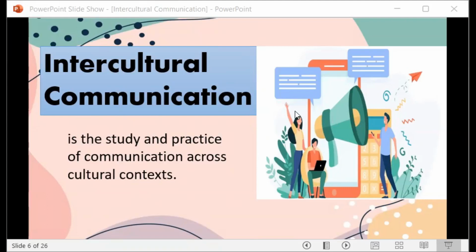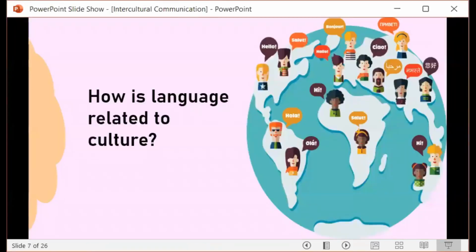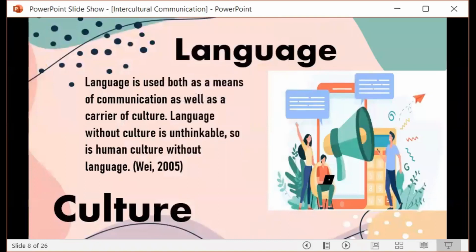Now, let us identify how language is related to culture, answering from a cultural perspective. According to Way 2005, language is both a means of communication as well as a carrier of culture. For example, if you are learning the Korean language, Hangul, you are not only dealing with their system of language and the symbols of the alphabet, but you are also dealing with their culture, traditions, and many more.